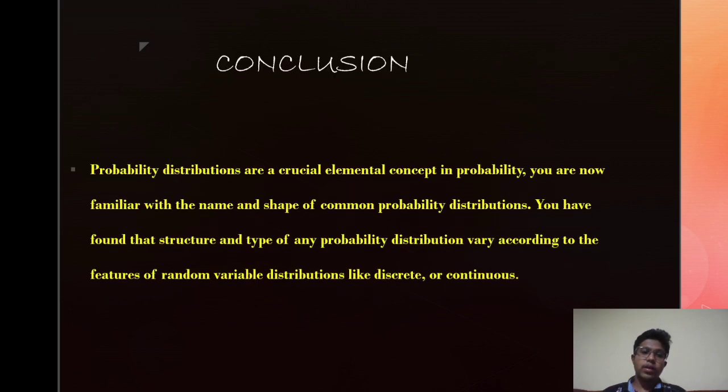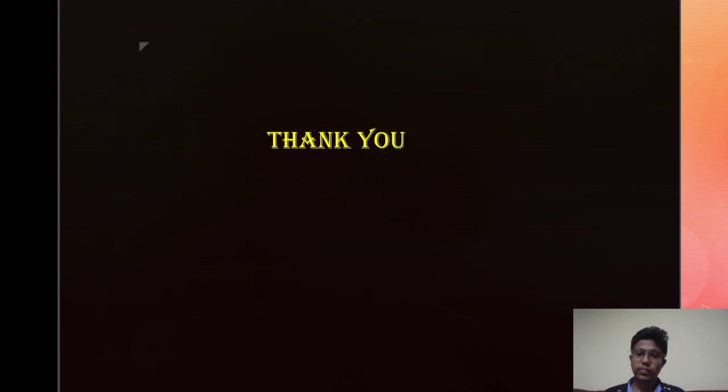Conclusion: the probability distribution is a crucial foundational concept in probability. You are now familiar with the names and shapes of the common probability distributions. You have found that the structure and type of probability distribution vary according to the features of the random variable, like whether it is discrete or continuous. Thank you.